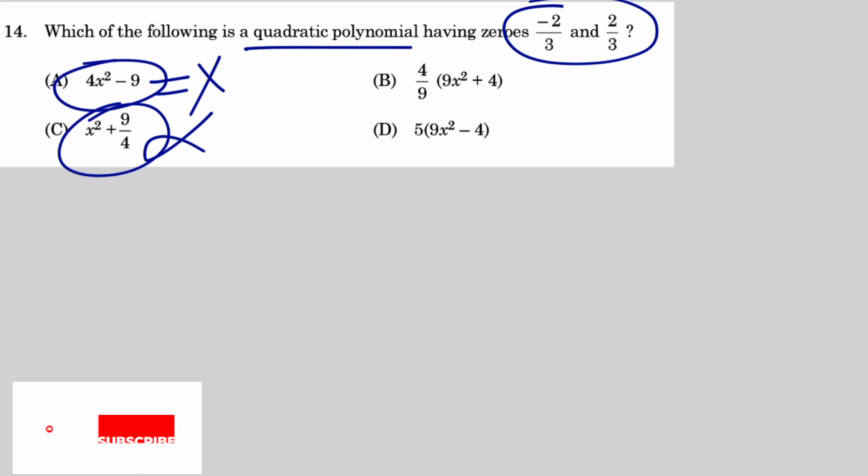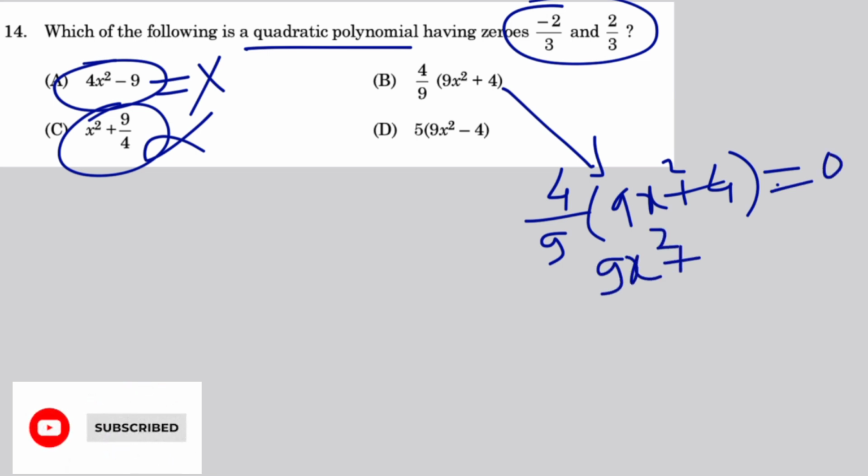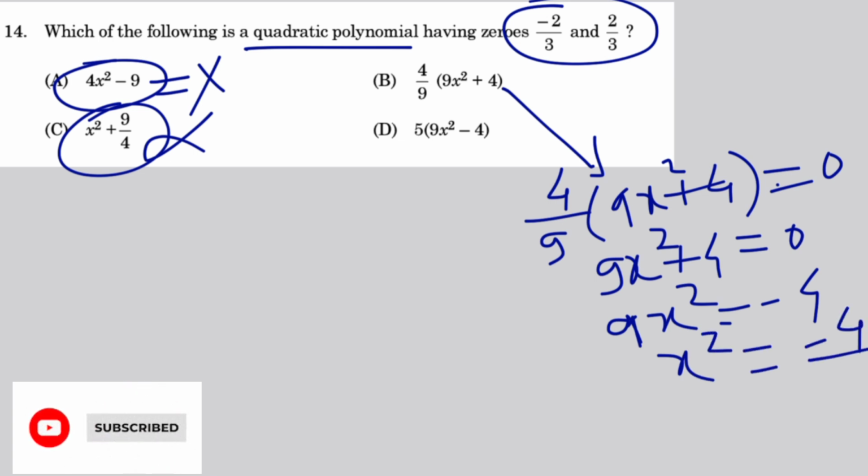Now we will go for the remaining two options. Here if I equate this particular option, 4 by 9 multiplied by 9x square plus 4 equal to 0. So what will that be? It will become 9x square plus 4 equal to 0, or it can be 9x square equal to minus 4. So x square equal to minus 4 upon 9.